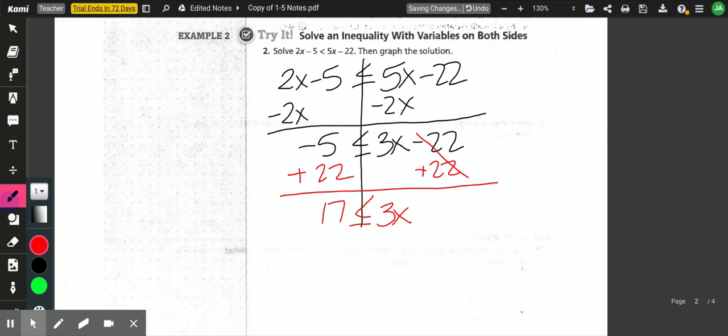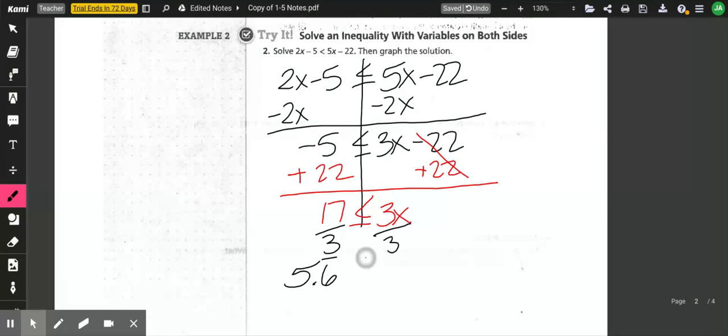Man, none of these want to come out to be pretty answers, do they? To get x by itself, remember that means 3 times x. I'm going to divide by 3 on both sides. It's not going to be very pretty. It's going to be 5 2/3 or 5.6 repeating. It's less than or equal to x.